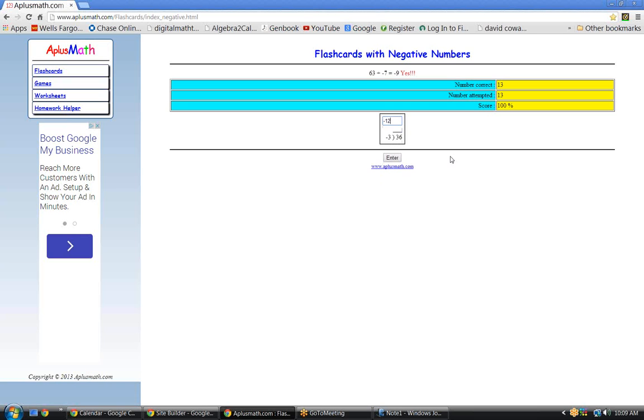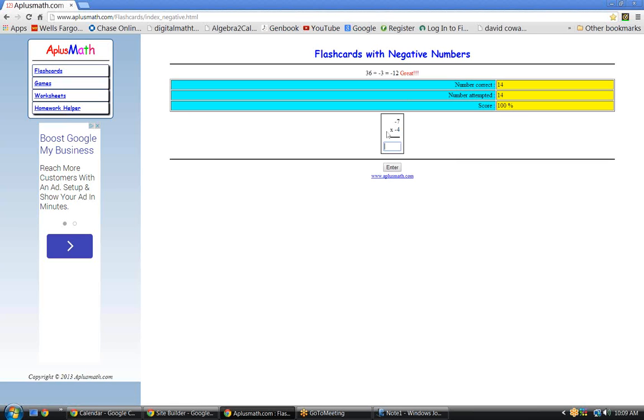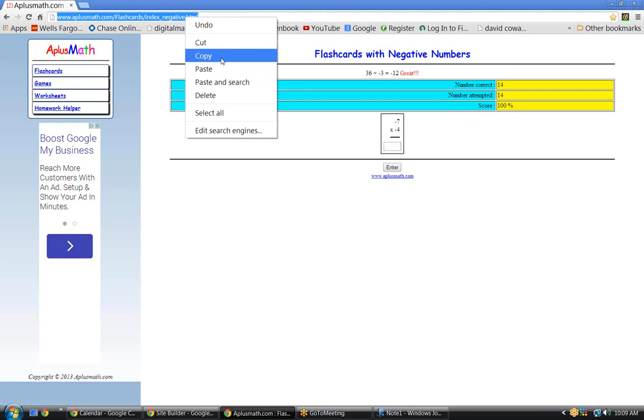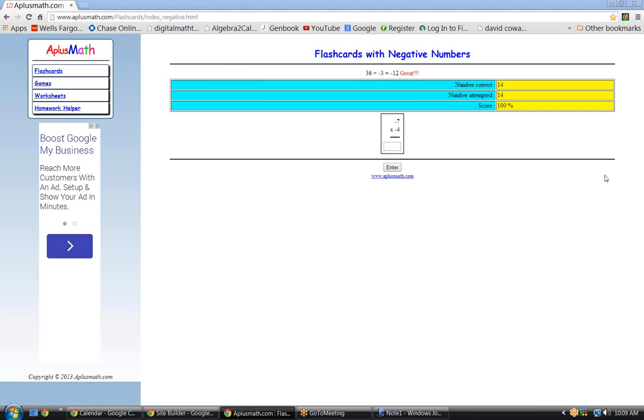Negative 12. Okay. This is pretty cool because it mixes them up and it does the most important practice, which is single-digit multiplication, division, addition, and subtraction using positive and negative numbers. And that's what I've never found before. So let me just lay this on you. Not that I think you need it that much.